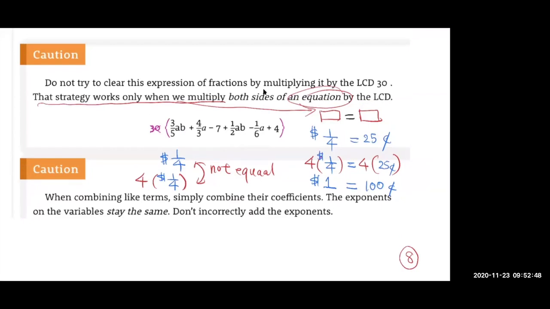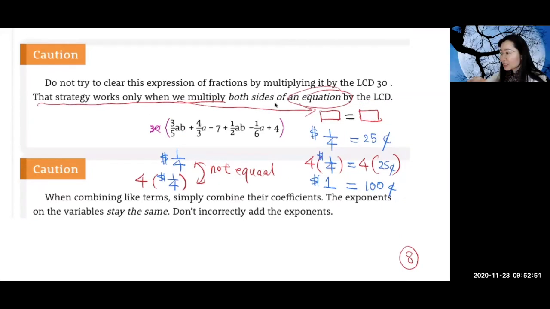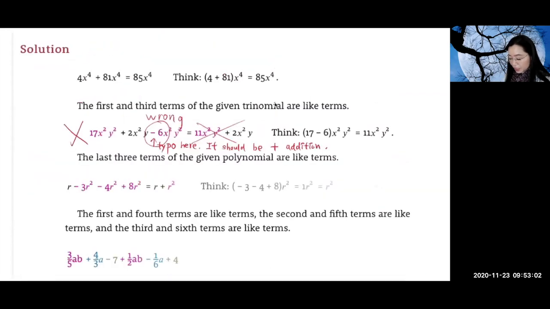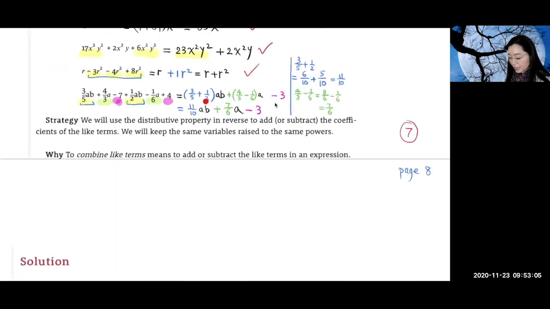So the goal is to simplify and not to solve? Yeah, it's not to solve. Only for an equation, you solve it. For an expression, you simplify it. You keep the denominator over here and over here, and you convert them to the same denominator and combine them. If you multiply by 30, you get an expression that's 30 times as large as the one that you started with, which is not okay. You're changing the one that you start with. Okay, good.